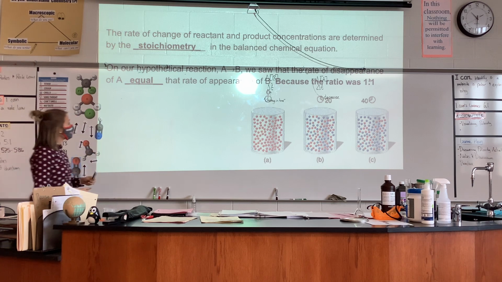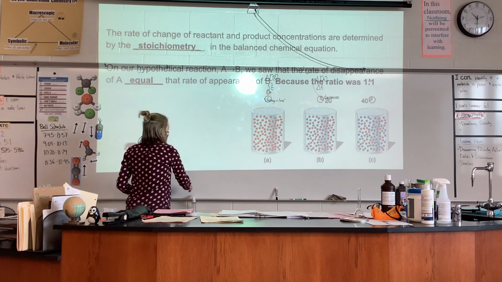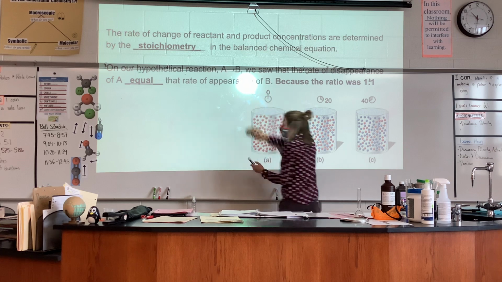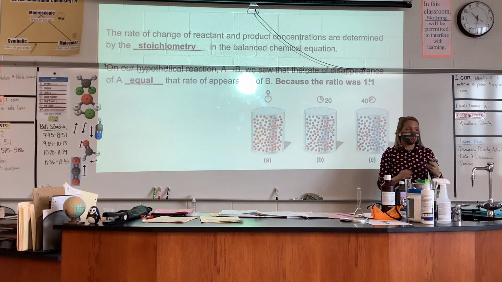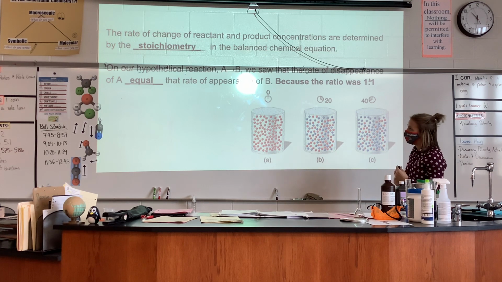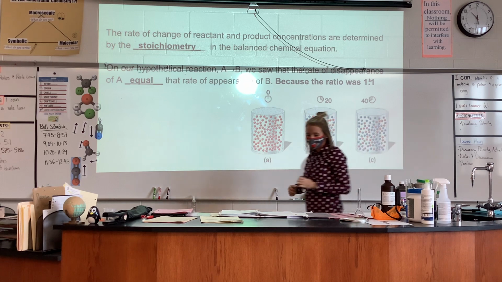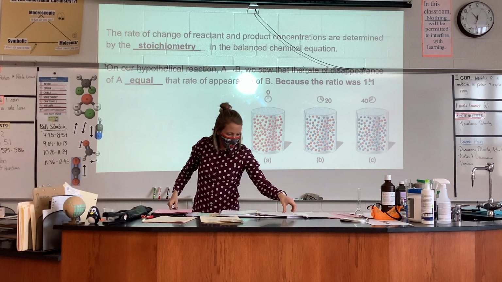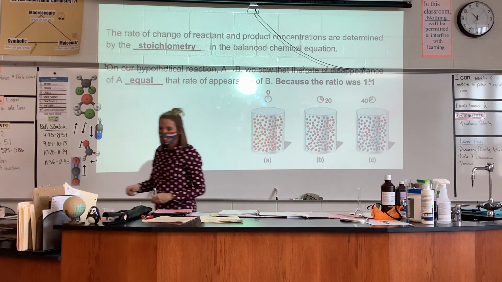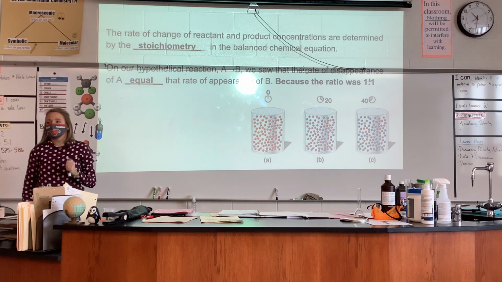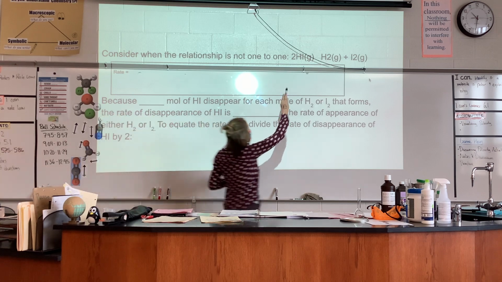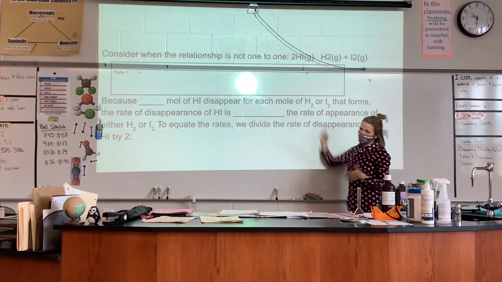So the rate of change of the reactant and product is determined by the stoichiometry of the balanced equation. The rate comes from an experiment, but once you have some data, you can always use a balanced equation to compare it to something else. So for example, let's look at the equation now where it's not a 1-to-1 ratio. In this reaction, it's a 2-to-1 ratio.